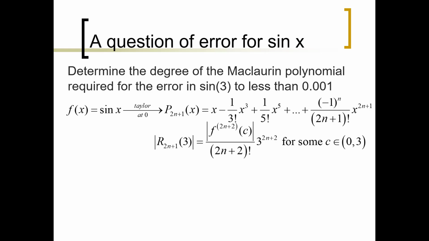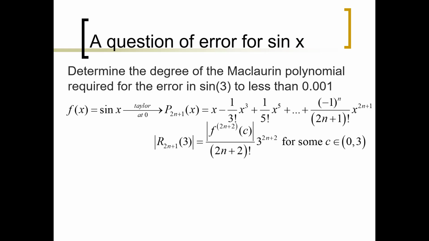So the remainder term, when you use the subscript, should refer to the degree you go to. The degree you go to in the polynomial is 2n plus 1. So the remainder term, evaluated at 3 by Taylor's theorem in Lagrange form, would be equal, in absolute value, to the derivative of the function f, the sine of x, but the 2n plus 2 order derivative, evaluated at c, in absolute value. And it's still all over the 2n plus 2 factorial times 3 to the 2n plus 2.